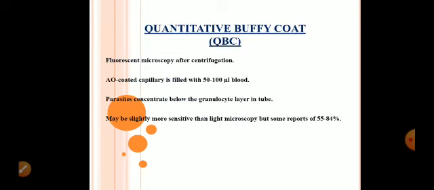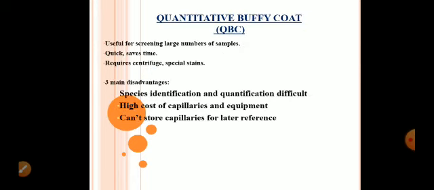Coming to quantitative buffy coat. Fluorescent microscopy after centrifugation: an acridine orange coated capillary is filled with 50 to 100 microliter of blood. Parasites concentrate below the granulocyte layer in the tube. It may be slightly more sensitive than light microscopy, but few reports have shown 55 to 84%.